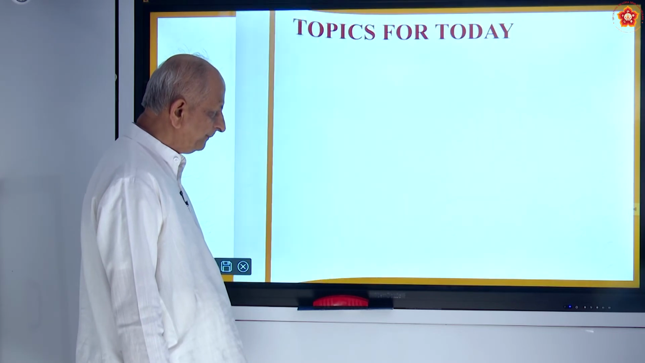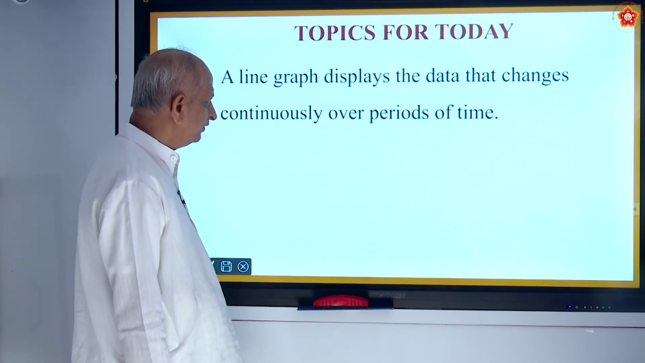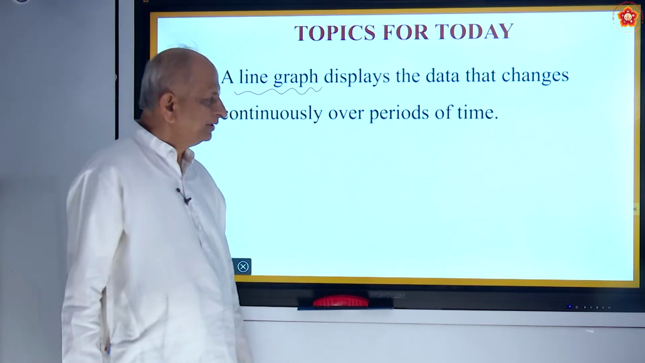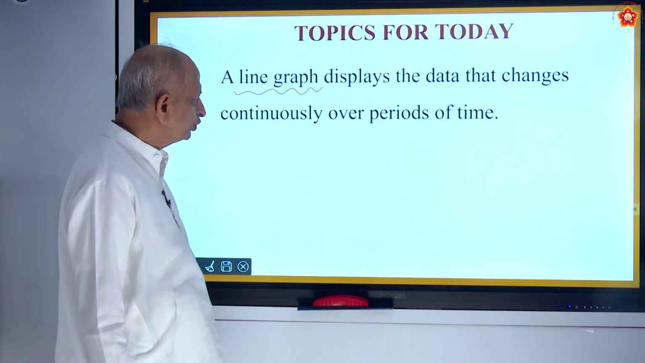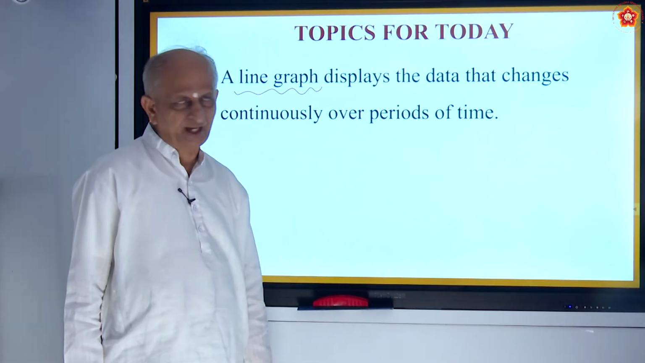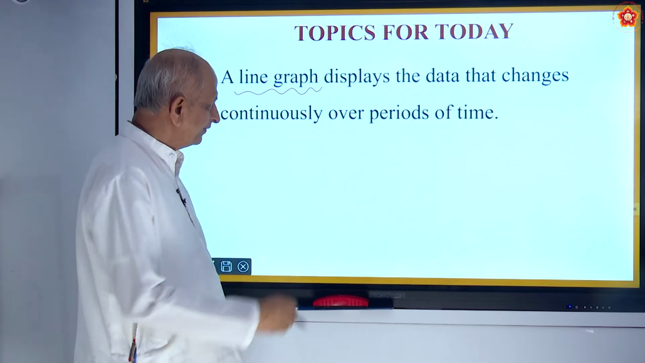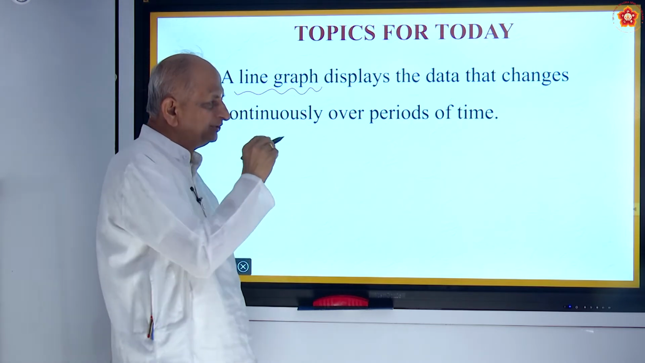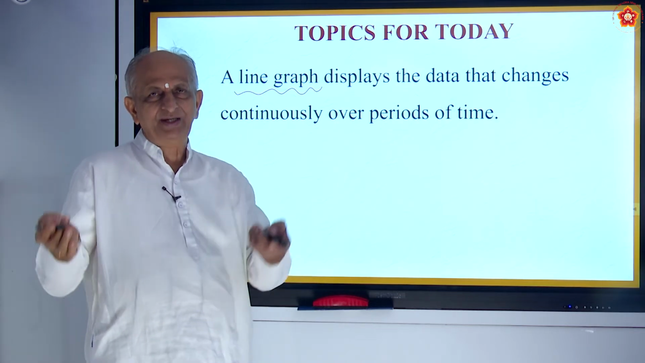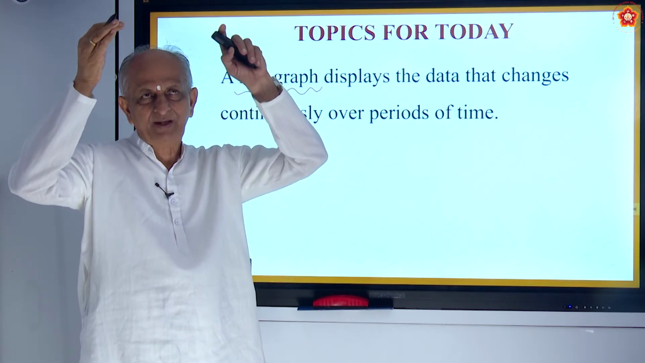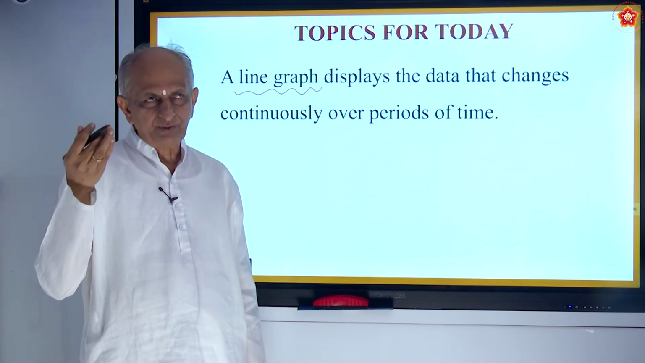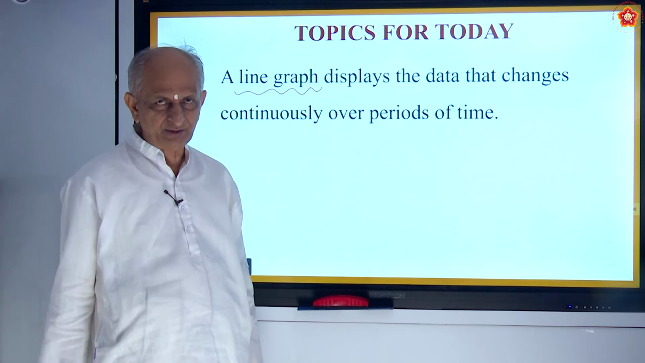Now coming to today's topic, we have a very interesting thing here called a line graph. What does a line graph show? It shows or displays data that changes continuously over a period of time. So changing means what? For example, temperature in a day. Suddenly it may rise to a very high temperature, it may come down. Or the BP of a person, or the temperature of a person who is sick, is not well.